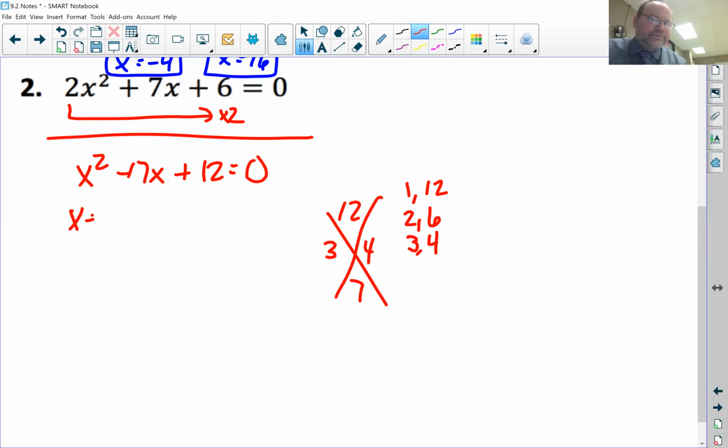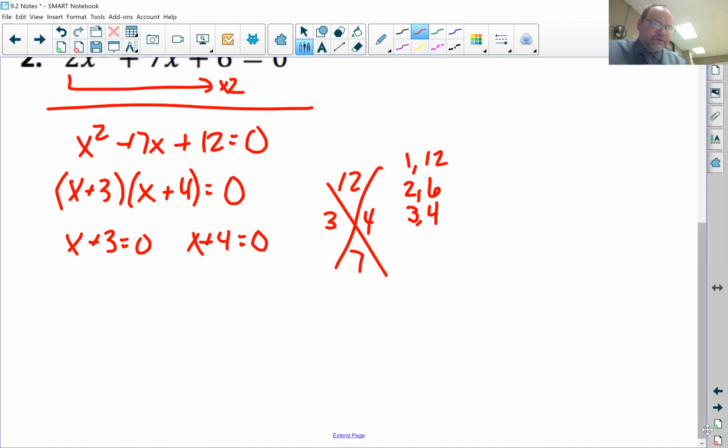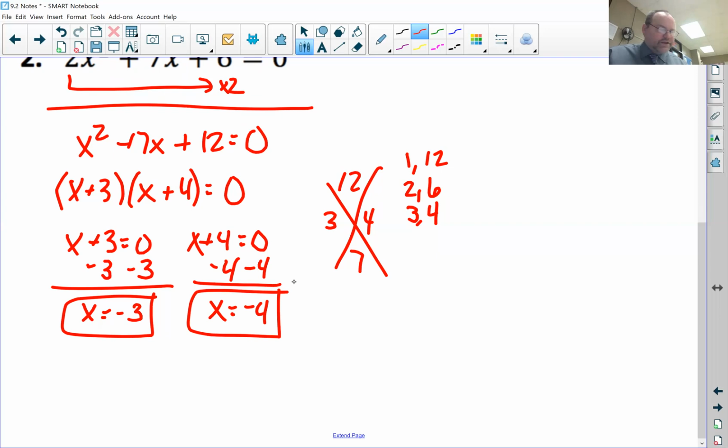x plus 3 times x plus 4 equals 0. Set each factor equal to 0. And now solve each of those mini equations. Undo addition by subtracting. Undo addition by subtracting. And we have our two solutions, x equals negative 3 and x equals negative 4.